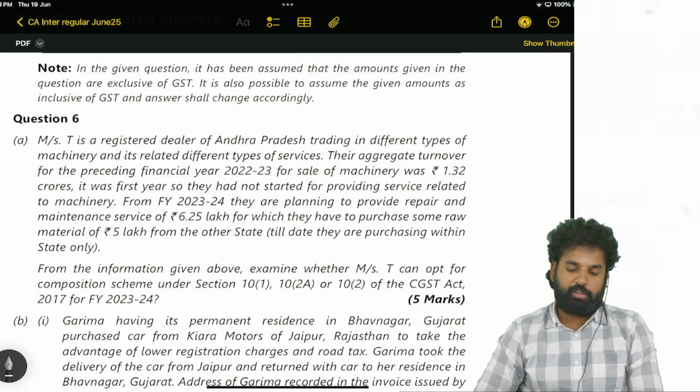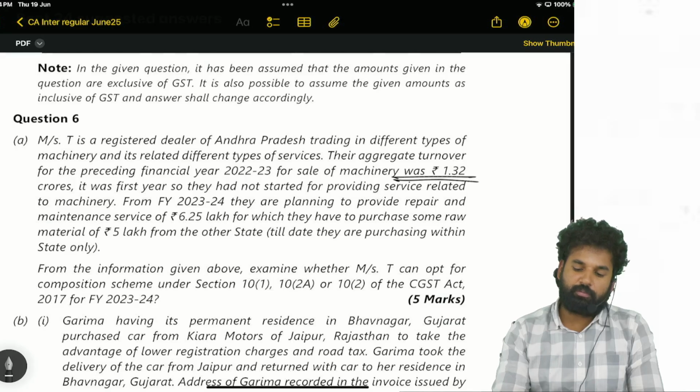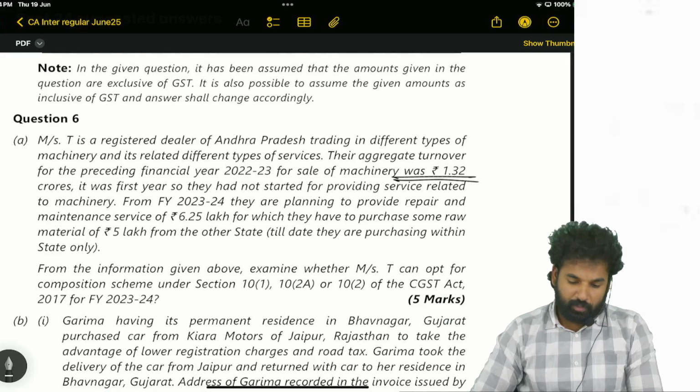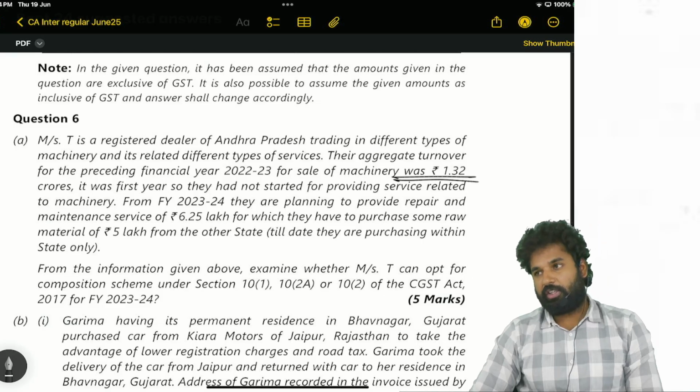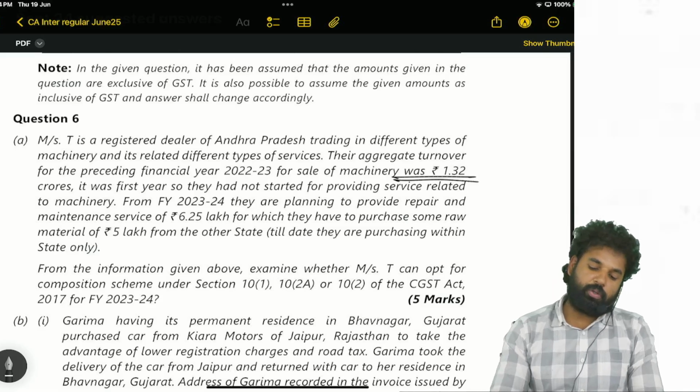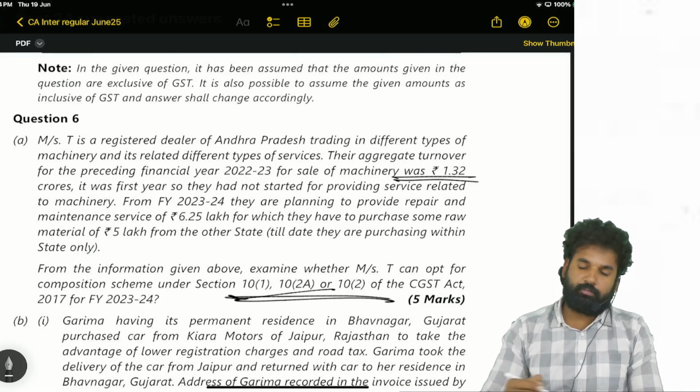Last year's turnover is sale of machinery, 1.32 crores. Last year they were handling only goods. Now they want to supply services. So 6.25 lakhs of services may be provided, and purchase of raw materials is 5 lakhs. Now you need to tell whether they can opt for the composition scheme, and if so, under what section.